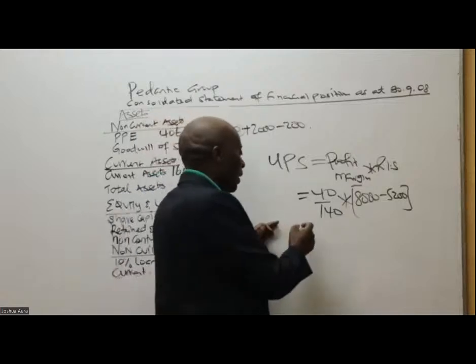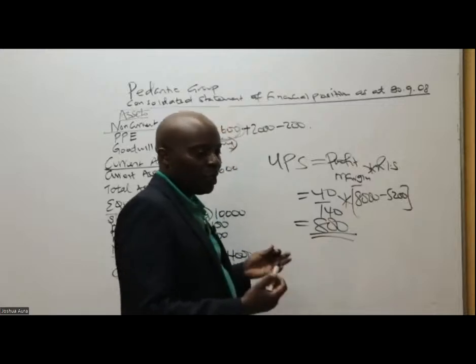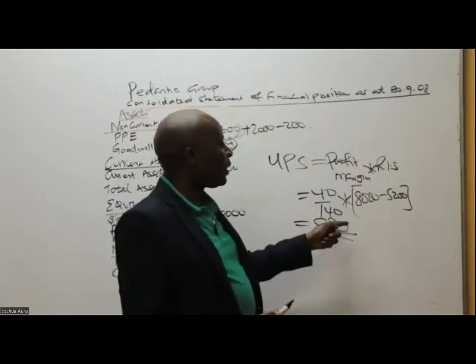So Nimrod tells me it is 800. You'll get some students telling me, Mwalimu, times 6 over 12. UPS you don't do.